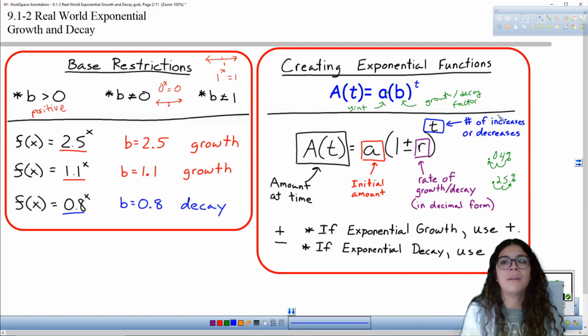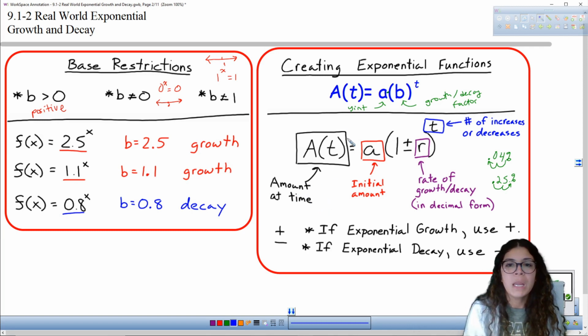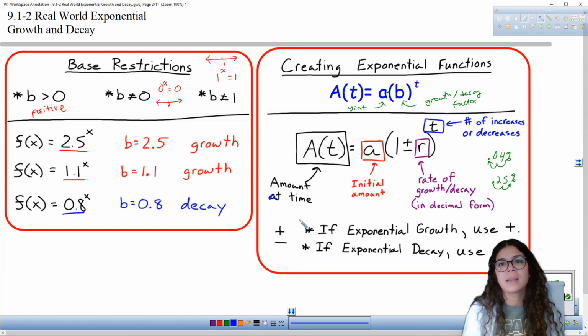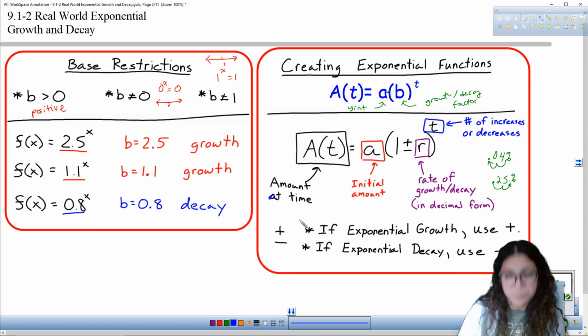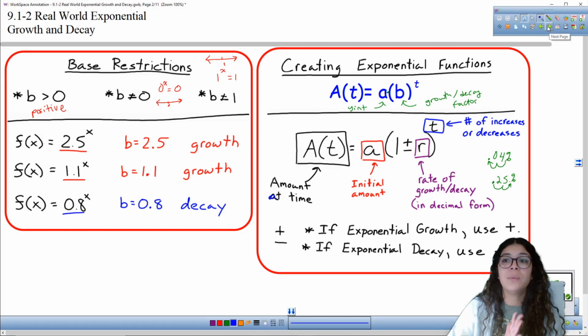So T will be the number of increases or decreases. Decreases obviously if it's decay, increases if it's growth. And then A of T, your output, is whatever the amount is that you have. That amount could be money, it could be population, it could be bacteria, it could be anything. A lot of different real world problems are actually modeled by exponential growth or decay. Now, the amount at time T is the amount that you have in there. So the output is how much, and the input is how many times that it was counted.